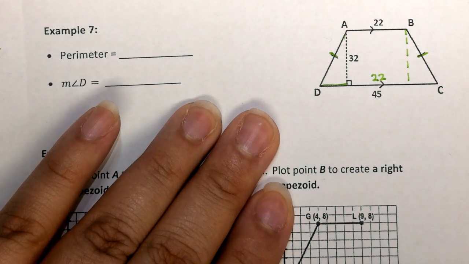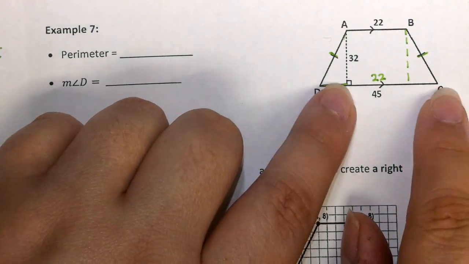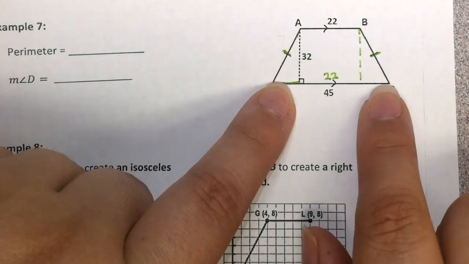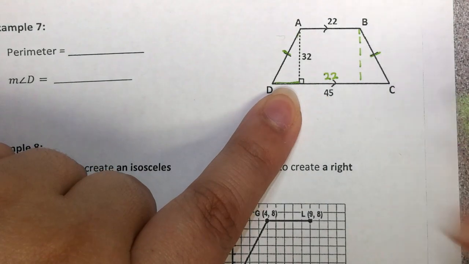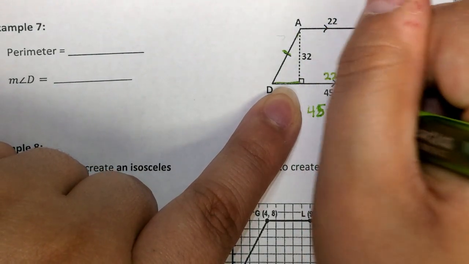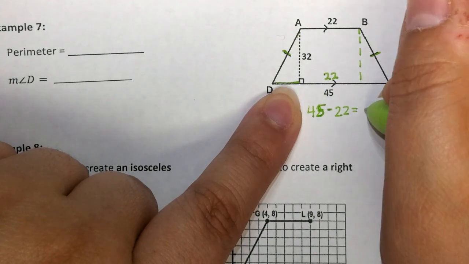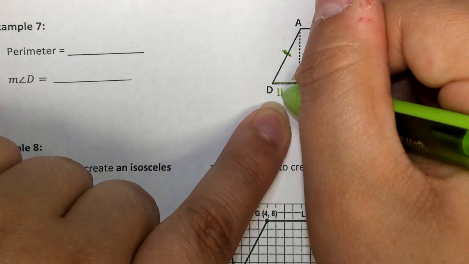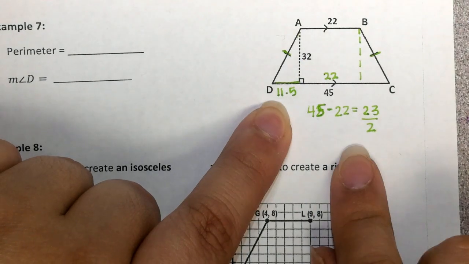Why would I divide by 2? Because you need to find both sides. Because there's 2 sides of this one. Over here, there was only the one side. I just subtracted them. But over here, I have a left and a right side. I need to divide by 2. So what's 45 minus 22, divided by 2? So 11.5 is that side right there.